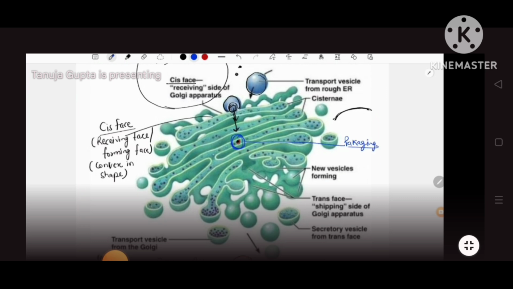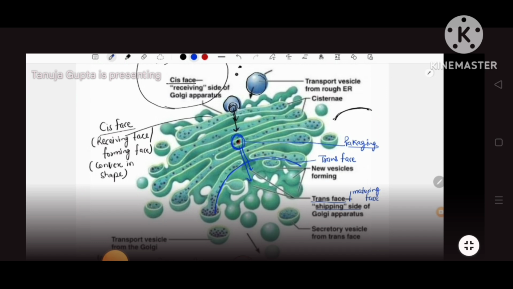okay? Once they are packaged, they come out from another surface. So can you see this one surface, this is called trans phase. Okay, here it is written, this is called trans phase. Another name is shipping side, or one more name is maturing phase.